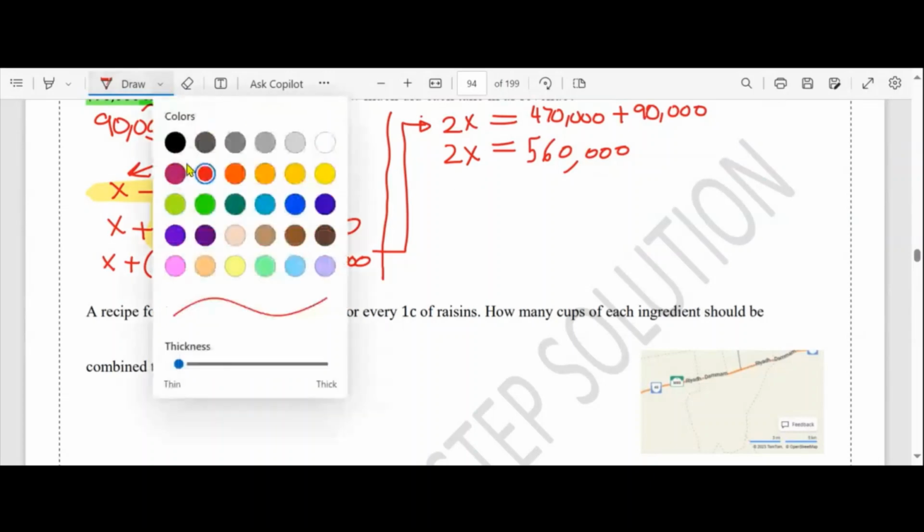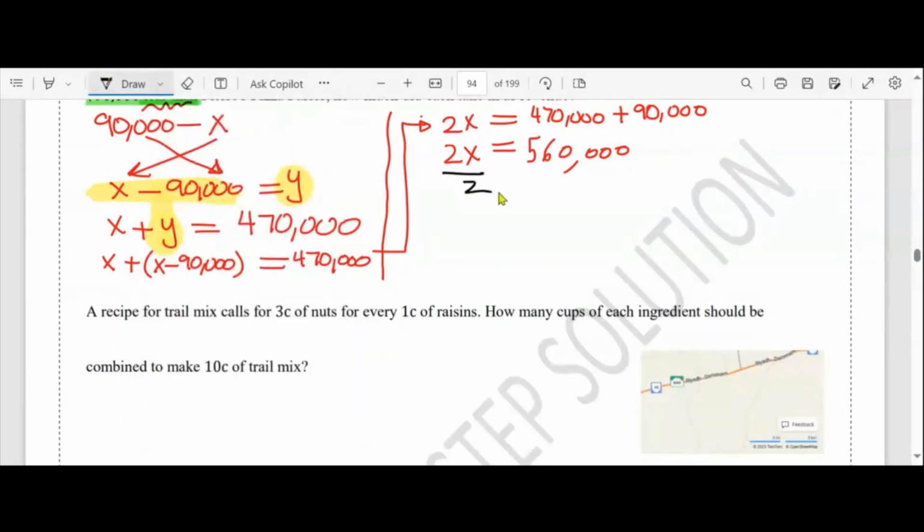Okay, then what should I do next? Divide by 2 on both sides. So in this case, x equals how much? 280,000.